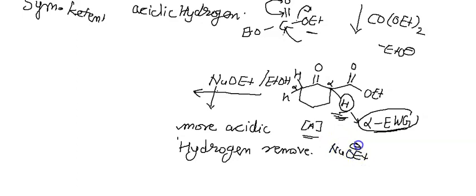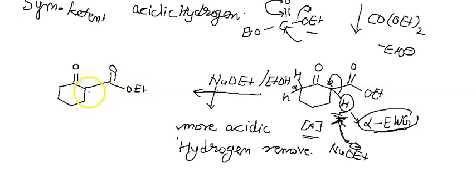removes the hydrogen. This hydrogen will be removed from here, and a nucleophilic site is generated. I will draw it here. There is your carbonyl, and here is your NaOEt, and here is your nucleophile.